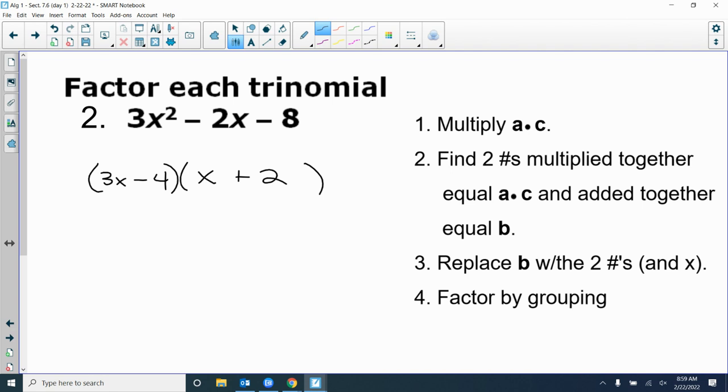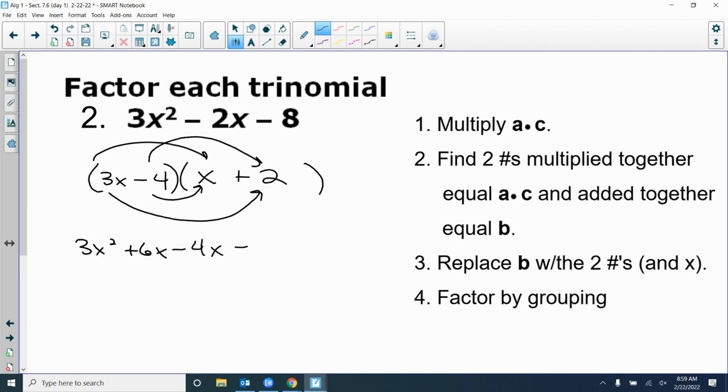How do I figure out whether the middle term is right? What do I got to do? I got to FOIL it. So 3x times x is 3x squared. 3x times 2 is positive 6x. -4 times x. And then -4 times 2. What do I get then when I add those together? Was he right? No. He was close, but he wasn't right. Anybody know how you could fix his answer? Do +4 - 2. All right.